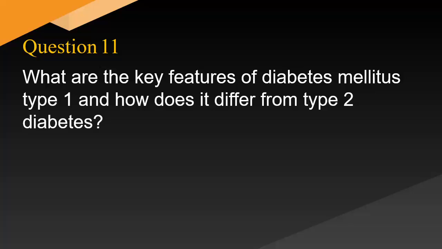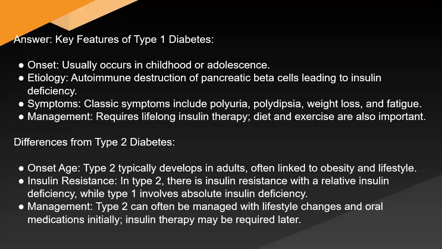What are the key features of diabetes mellitus type 1 and how does it differ from type 2 diabetes? Answer. Key features of type 1 diabetes. Onset usually occurs in childhood or adolescence. Etiology. Autoimmune destruction of pancreatic beta cells leading to insulin deficiency. Symptoms. Classic symptoms include polyuria, polydipsia, weight loss, and fatigue. Management. Requires lifelong insulin therapy. Diet and exercise are also important.